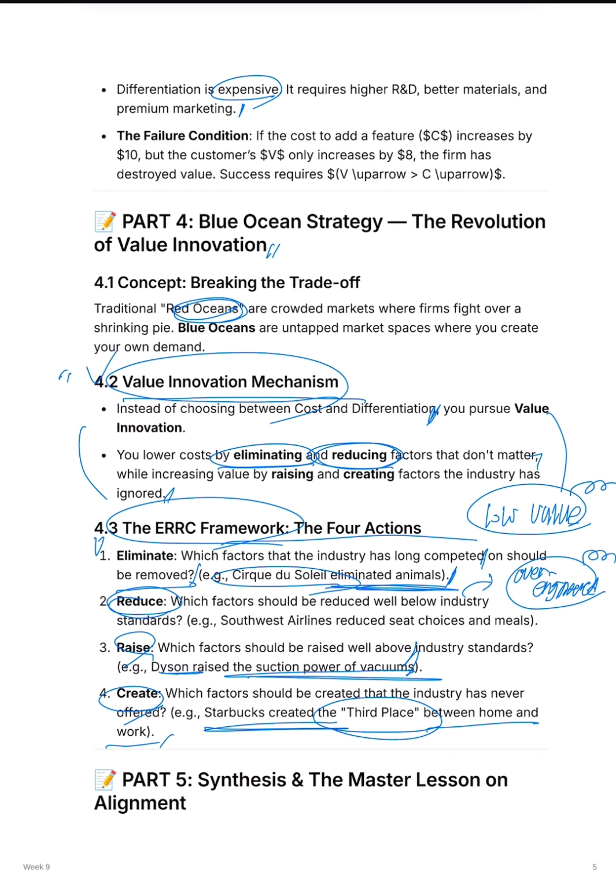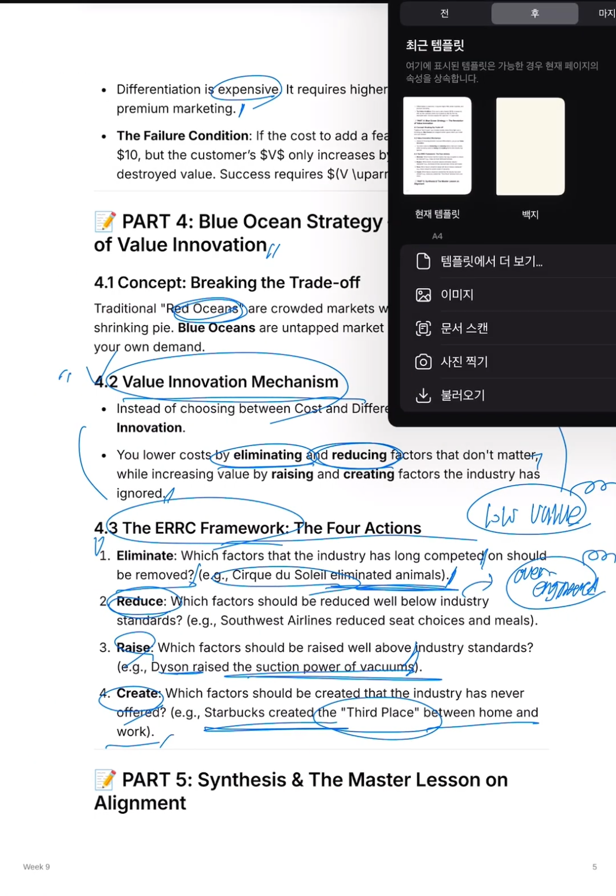Actually, I prepared some more explanation about this one. Open the new page, the strategy canvas. Actually visualizing competitive position.